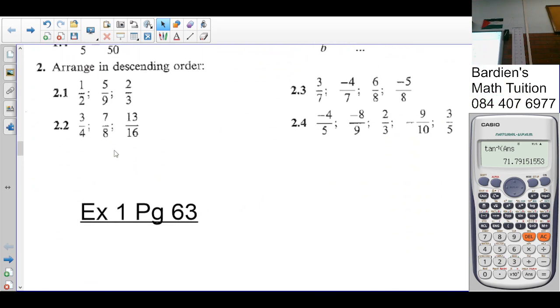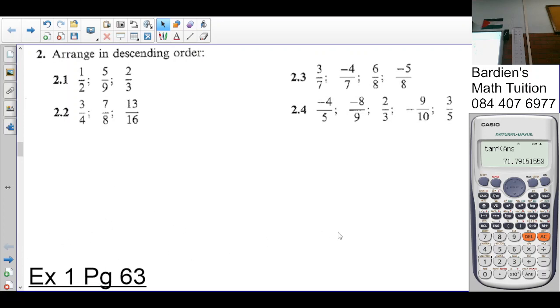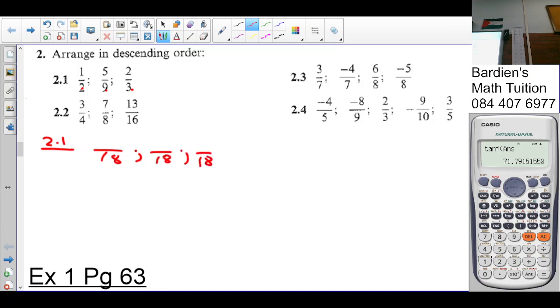The next question we are asked to arrange in descending order. People, what is descending order? Biggest to smallest. So in 2.1, what's the LCM here? 18. So that is going to be 2 times what is 18? 9. So 1 times 9 is 9. 9 times what is 18? 2. So 5 times 2 is 10. 3 times what is 18? 6. And 2 times 6 is 12.